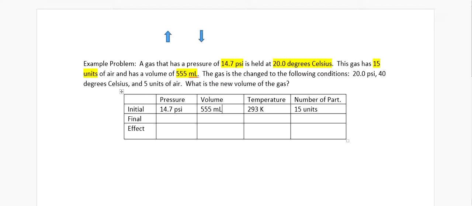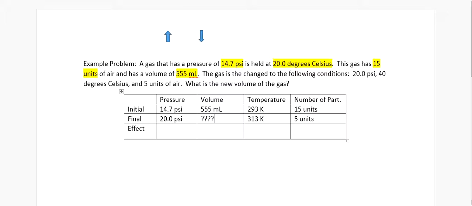Then it says the gas is changed to the following conditions. 20 psi, so that'd be my final pressure. 40 degrees Celsius. Oh, and then I've got to add 273 to it, so 273 plus 40 would be 313 Kelvin. And then we've got 5 units of air. That's talking about our number of particles. And so now the question is, we do not know what the volume is, so that's what we're solving for.